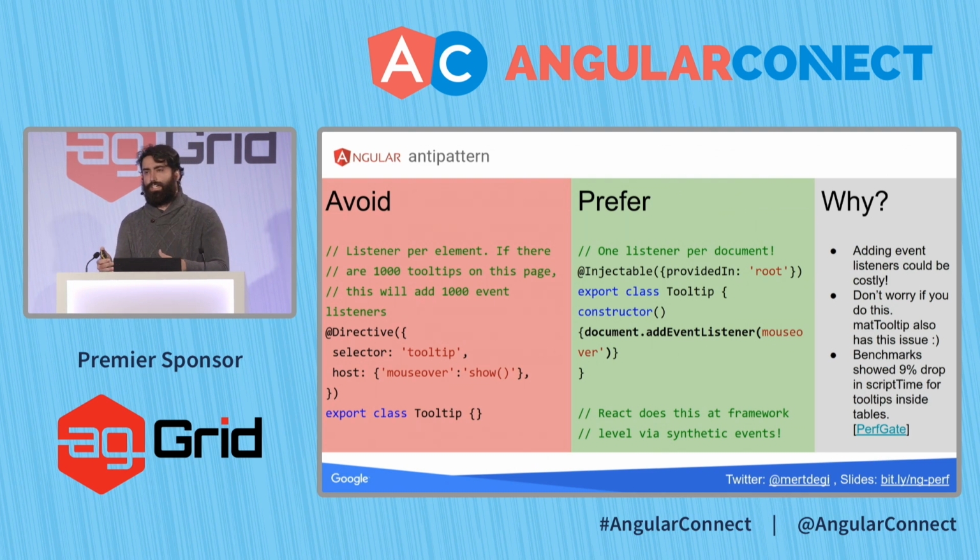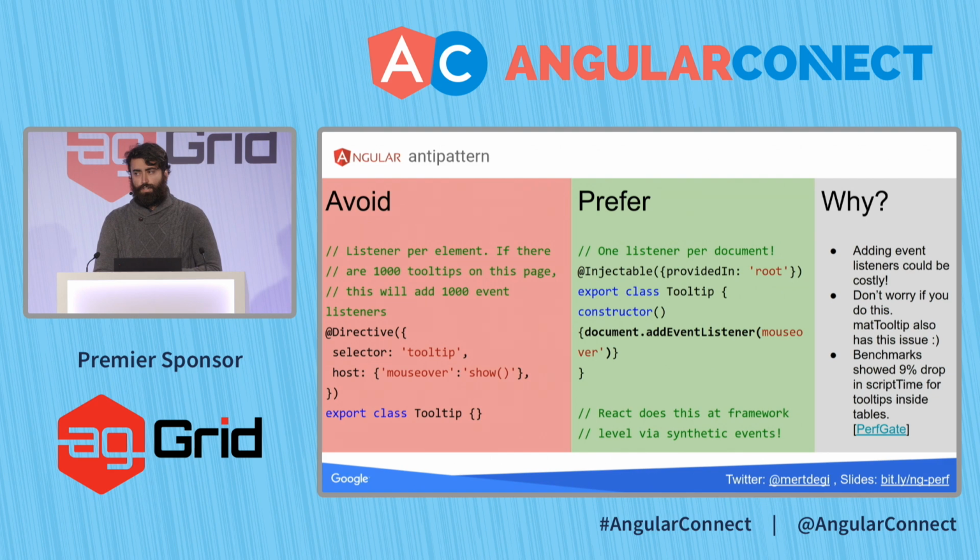Because it misses the fact that events bubble up, right? You can have one document level event listener that listens to the mouse over event, and it will track mouse over events for everything on the page. And you can differentiate based on event.target. Unfortunately, the current implementation of material tooltip, for example, uses a listener per element. So when we switched from the current implementation of material tooltip to our own implementation, we saw a 9% drop in script time.